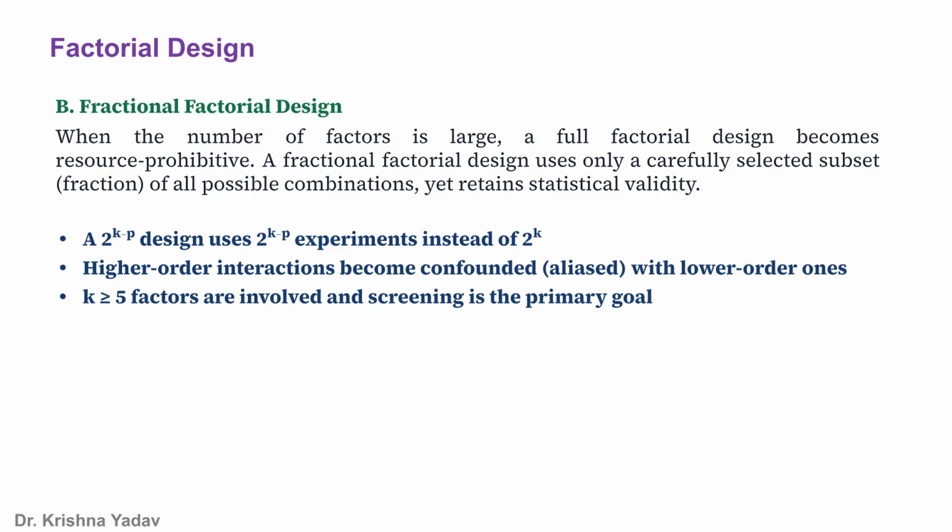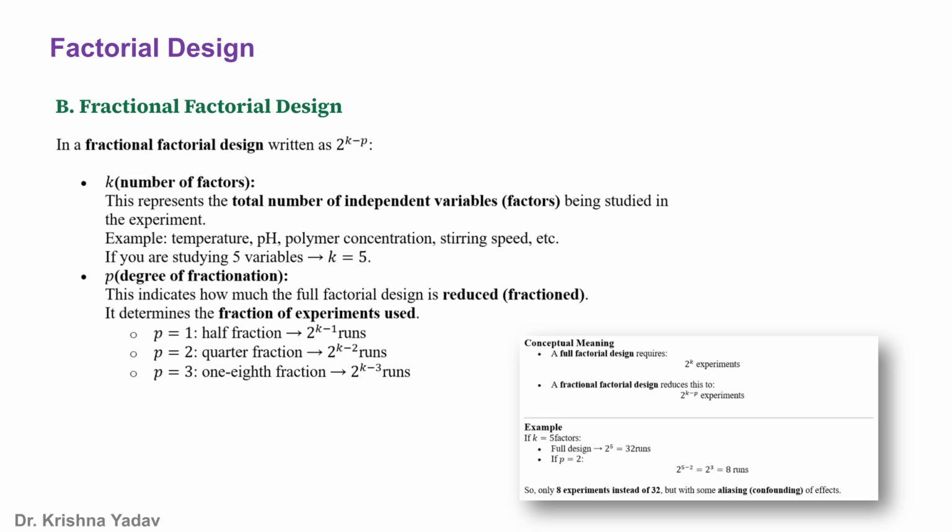Fractional factorial design is used when the number of factors is large, as full factorial becomes resource prohibitive. A 2 to the power of k minus p design uses fewer experiments, but higher-order interactions become confounded with lower-order ones. In the fractional factorial design notation, 2 to the power of k minus p, k is the total number of factors, and p is the degree of fractionation, indicating how much the full factorial design is reduced.